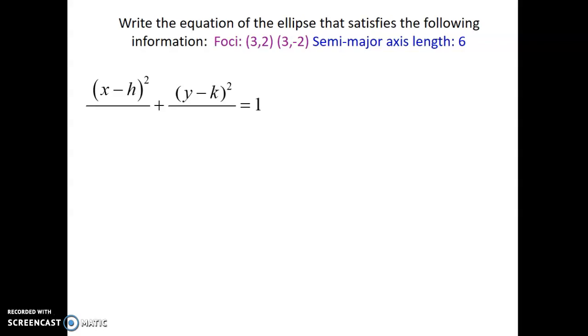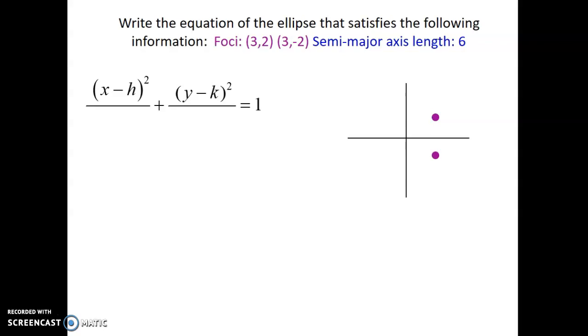All right, let's try the next one. In this case, we were given the focal points and a semi-major axis length, which is 6. Again, we're going to draw a little bit of a sketch. If we put in the 2 points, we have 3, 2 and 3, -2.